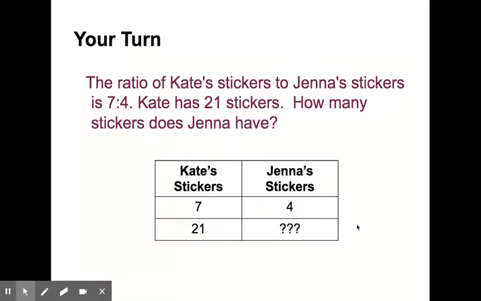Okay, here's your turn. The ratio of Katie's stickers to Jenna's stickers is 7 to 4. Katie has 21 stickers. How many stickers does Jenna have? The answer would be 12. I know that the connection between 7 and 21 is that I can build up from 7 to 21 by multiplying by 3. And therefore, I multiply the 4 by 3, and I would get 12 stickers.